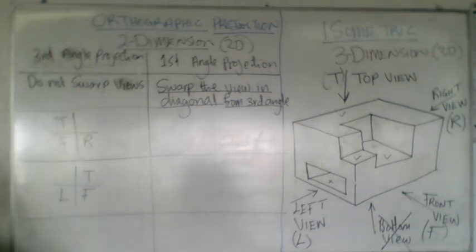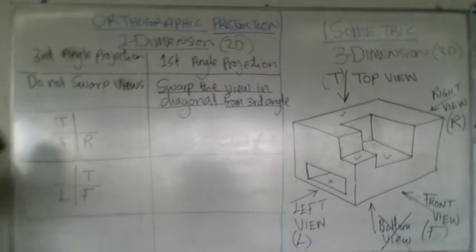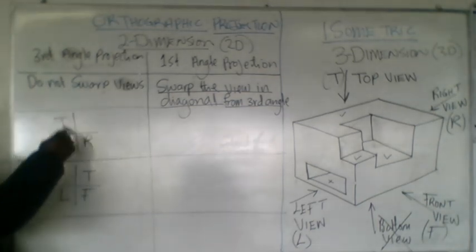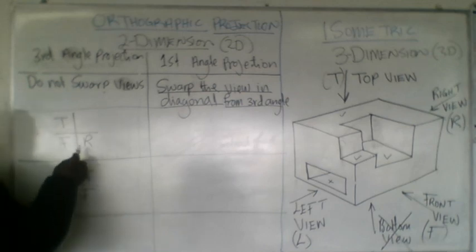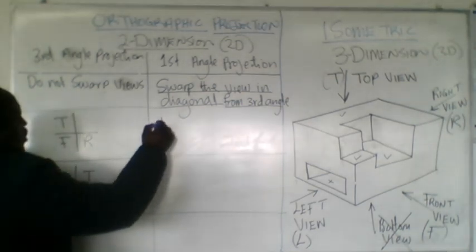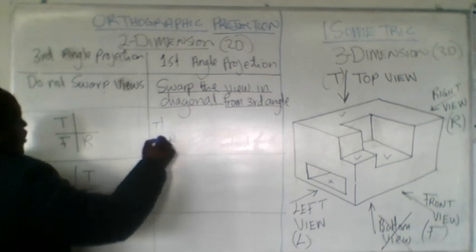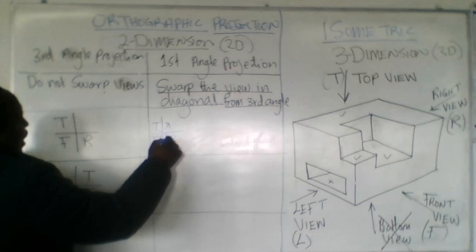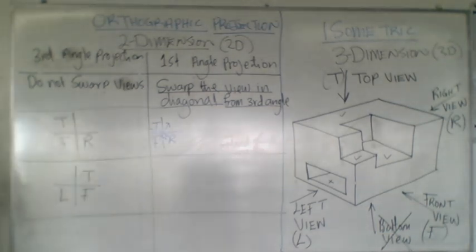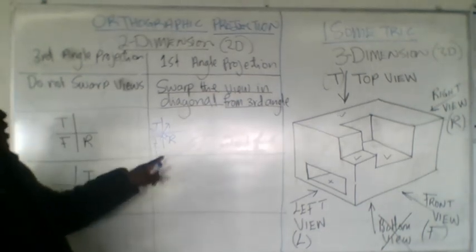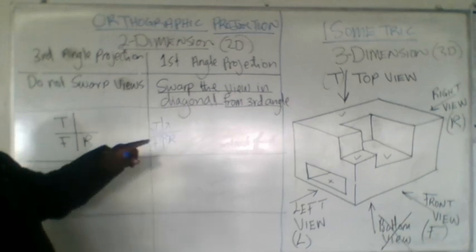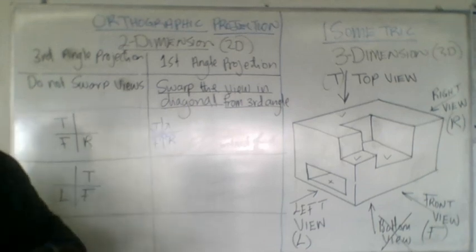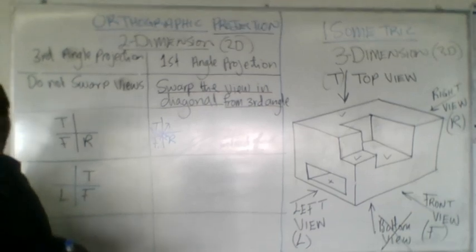Now, in first angle projection, what do we do? We take this one, swap the views in diagonal. So when we are swapping the views, the original is like this. Top, right, front. So we take this one, it goes there. The front goes there. The right goes there. They swap in diagonal. So the top comes where the right is. The front goes where there is an open space. Then the right goes where the top is. They swap in diagonal. Is that clear?